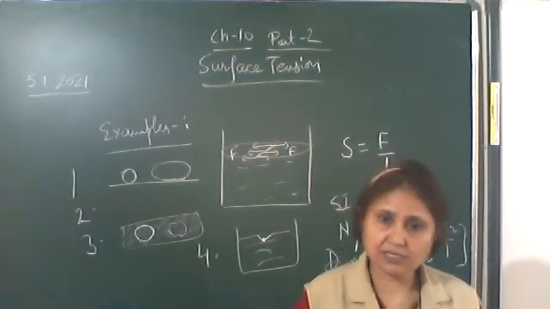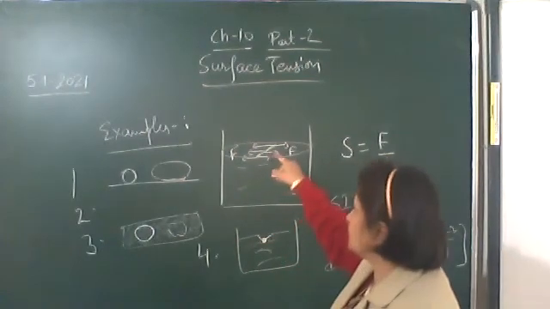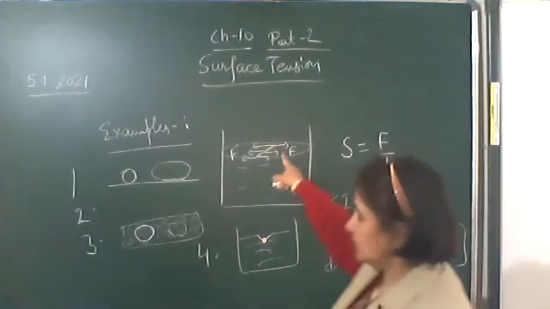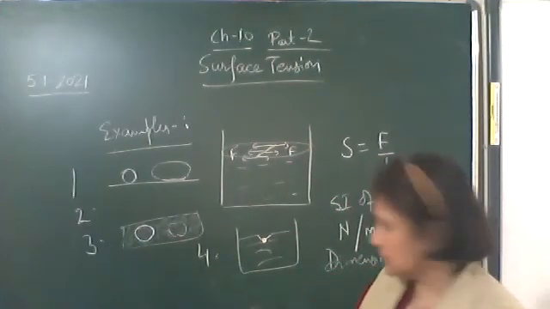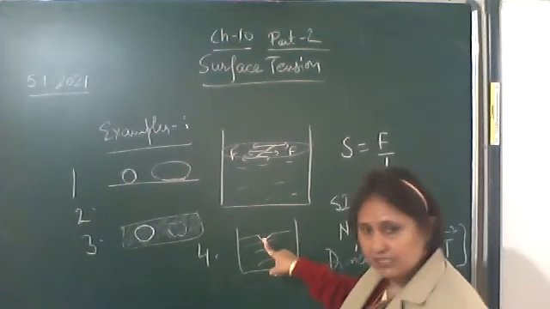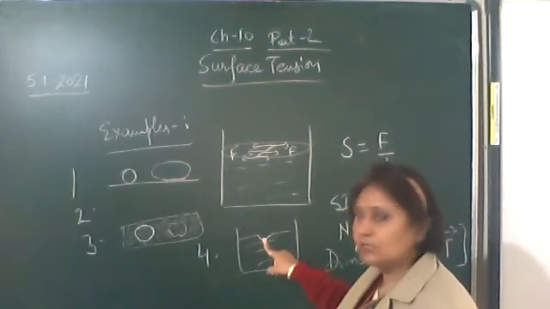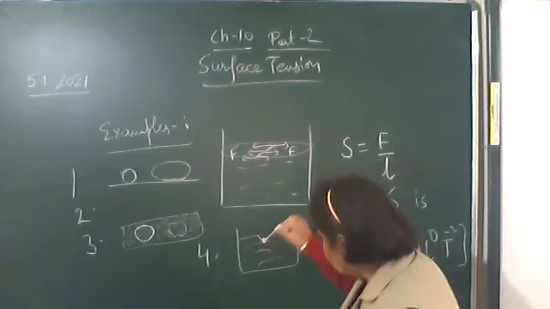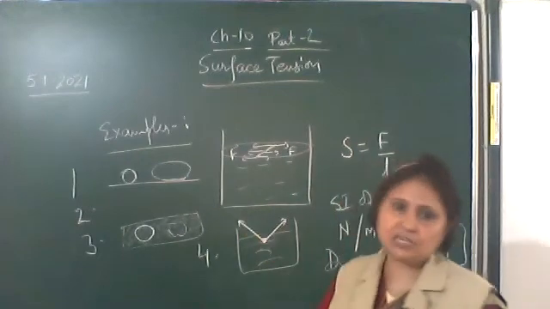See here, the force of surface tension is acting tangential to the surface. As you can see in this figure, the force of surface tension is tangential to the free surface. When you keep a greased needle gently on the water surface, what will happen? The water surface gets depressed where the needle is kept. Now this is the force of surface tension which is acting tangential to the surface.